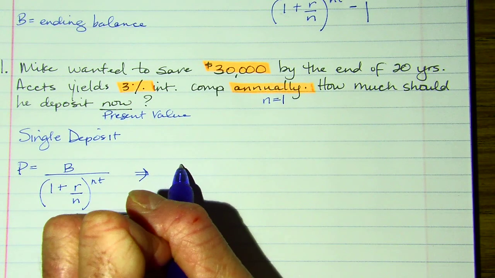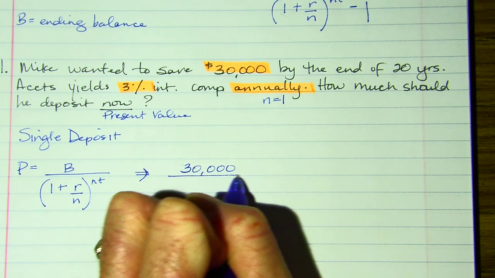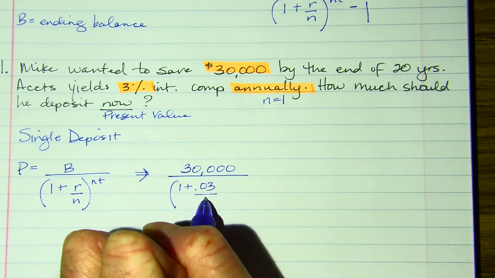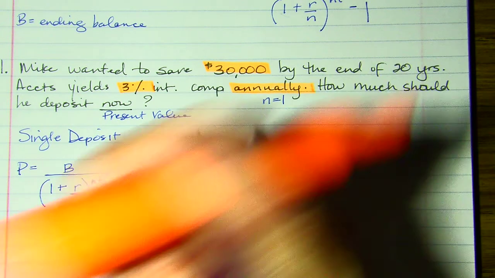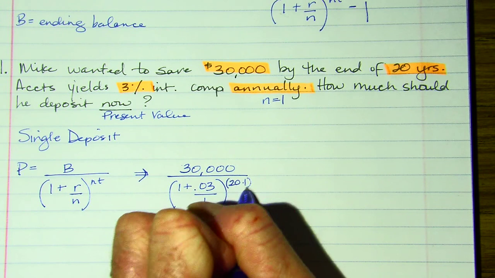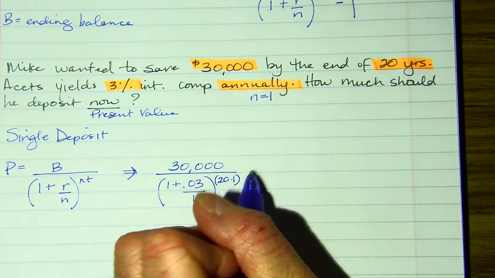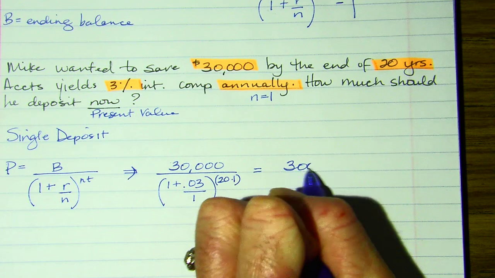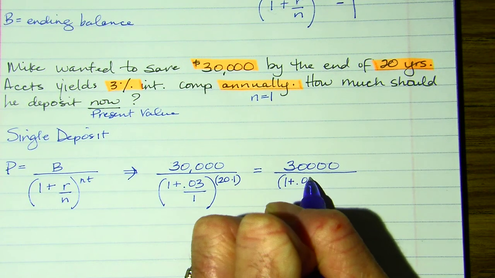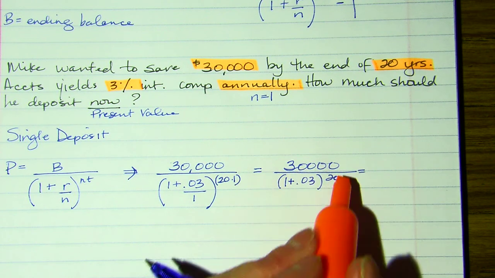So here's my formula. I have 30,000 divided by 1 plus my rate, which is 0.03, over 1. And it says 20 years. There's my time, right? That would be 20 times 1. Now, do we need to enter ones? No. So I have 30,000. I'm simply going to enter 1 plus 0.03 to the 20th power. So I'm going to enter this in my calculator first.